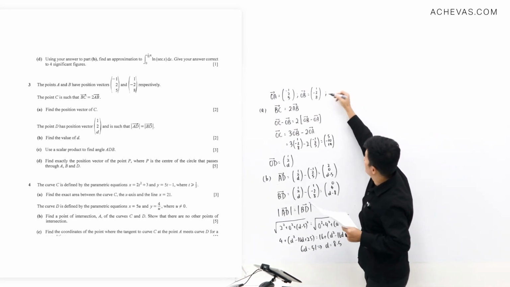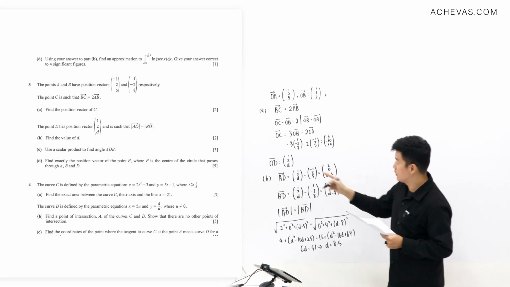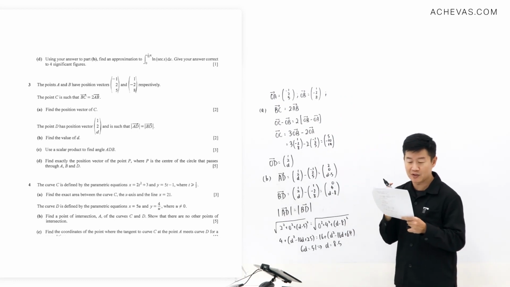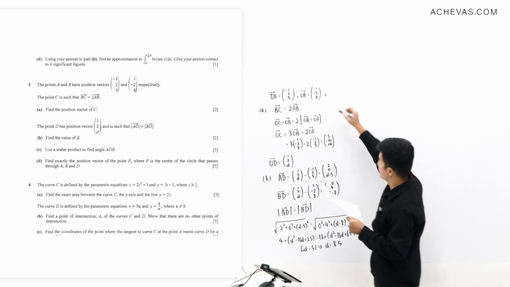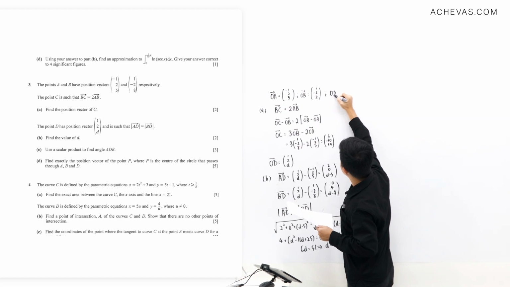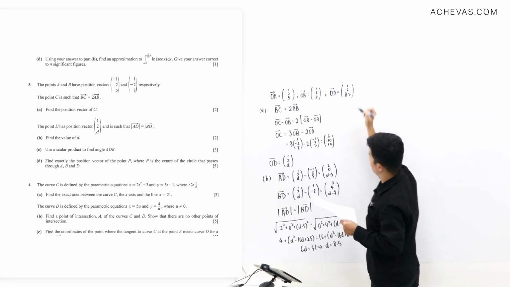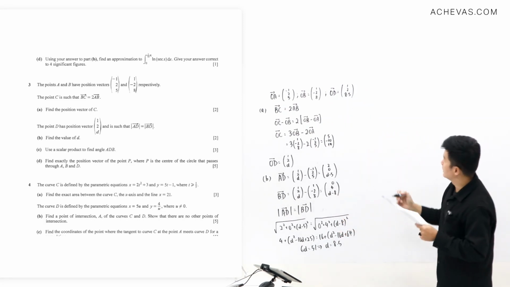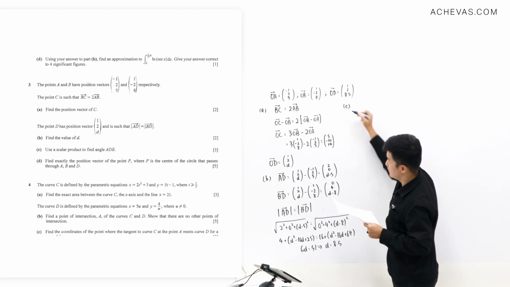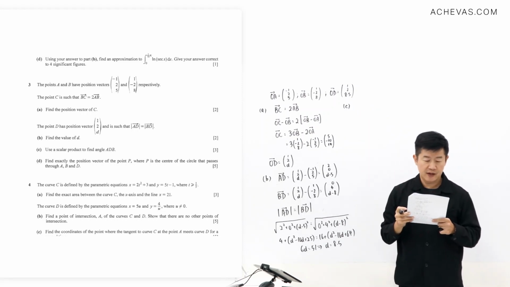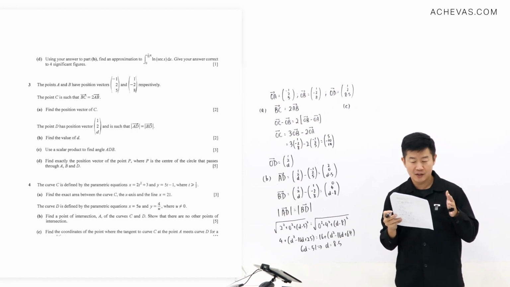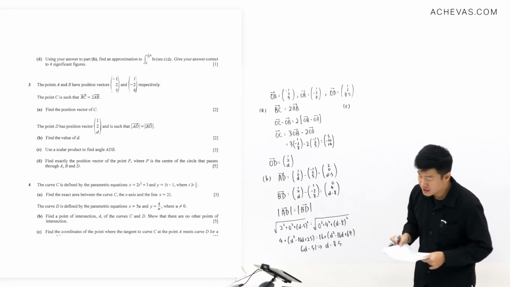Let me write down the position vector of OD here, because it seems like we are still going to be using it in part C. So OD is going to be equal to (1, 2, D), which is 8.5. Okay, so we have this. Let's take a look at C, where we are going to try to find the scalar product. We are going to use the scalar product to find the angle ADB.